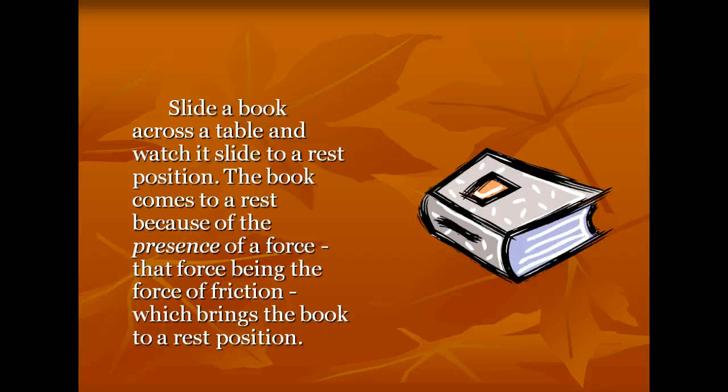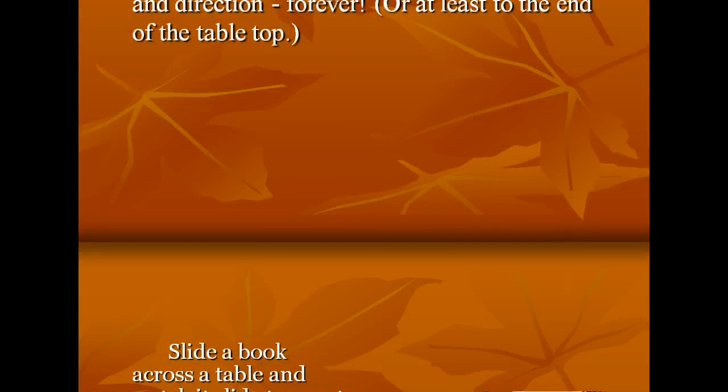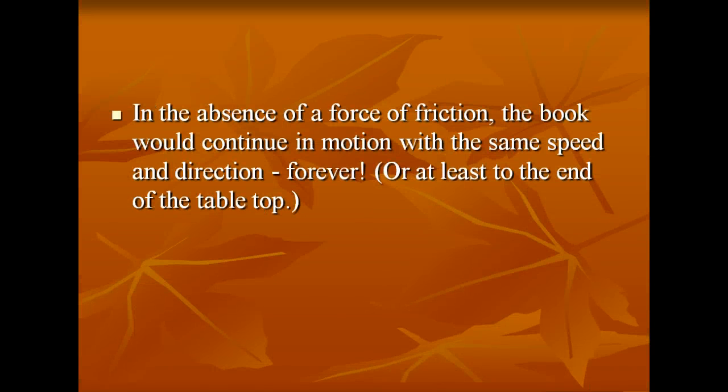So in class I slid the book across the table to demonstrate it, and it slid to a rest position. The reason it came to a rest is because of friction. When I pushed the book, eventually it stopped. If it were not for friction, it would continue on until it fell off of the table. And so it says in this slide, in the absence of friction, it would continue at the same speed and direction forever. No friction, keeps on going.